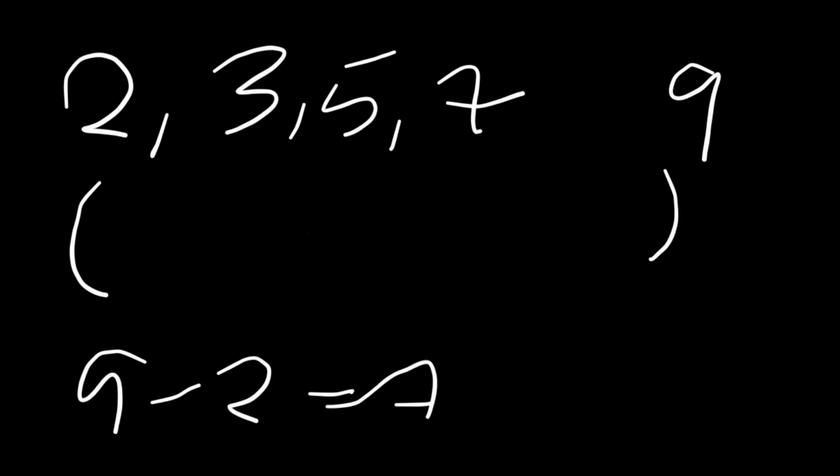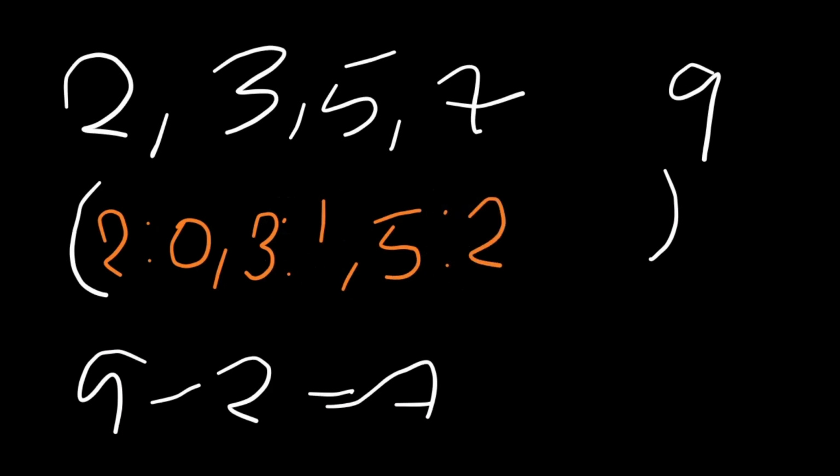Since we're using a hash set to store our values, it will be much more appropriate to store the values and their index. So 5 and then 2. So finally we go over to the last item in our array, and we do 9 minus 2, we have 7. Does 7 exist in our storage?